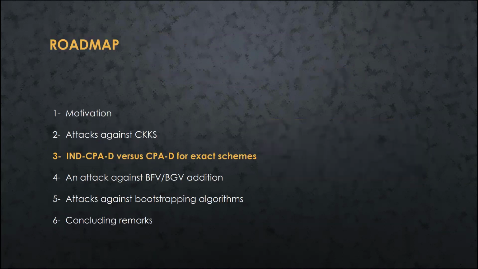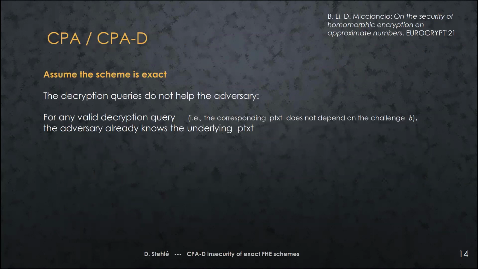Okay, so let me move on to the case of exact schemes. So assume the scheme is exact. The intuition is that the decryption queries do not help the adversary, because for any valid decryption query, the corresponding plaintext does not depend on the challenge bit B. The adversary already knows the underlying plaintext. I mean, it's almost a tautology given the definition. The adversary is allowed to decrypt only if it knows the underlying plaintext.